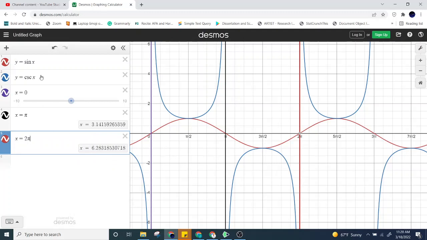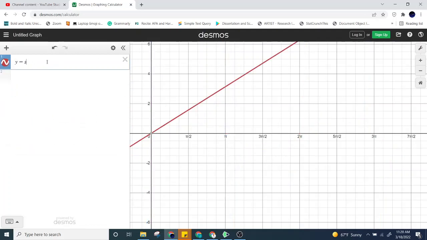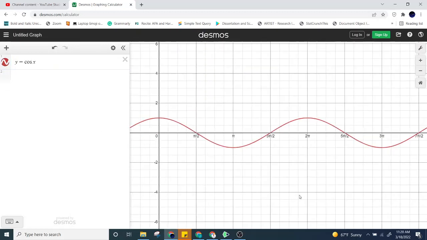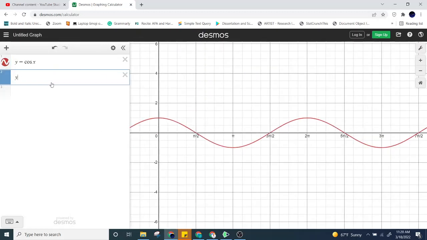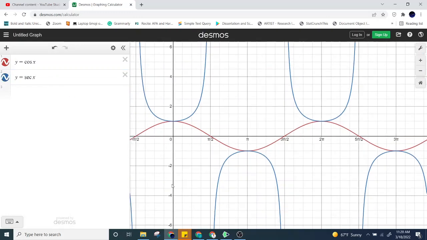So what we're going to do is graph the sine function, and then we're going to use that to get our cosecant graph. And then secant would be the same thing. The difference is secant, remember, is the reciprocal of cosine. So here's cosine. Here's our basic cosine curve. So then the secant graph will look like this. It's the same idea, same basic shape.